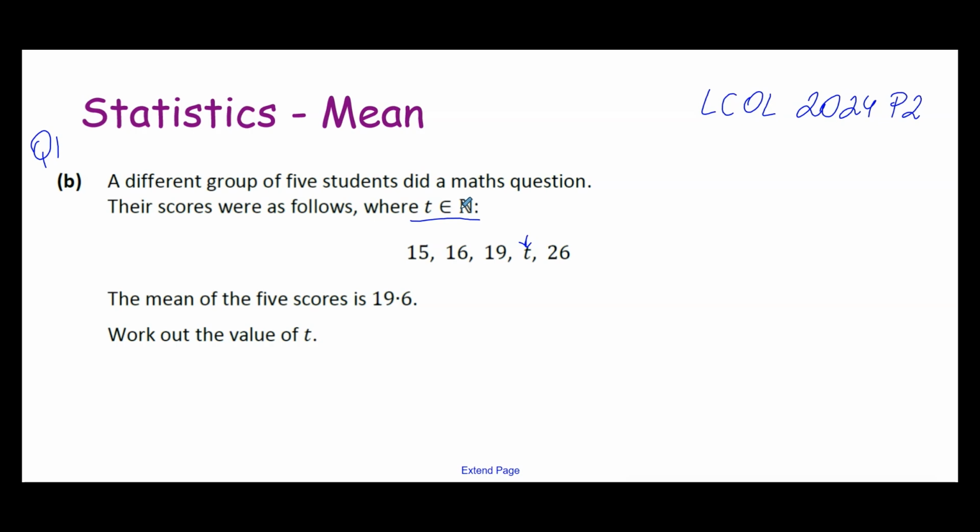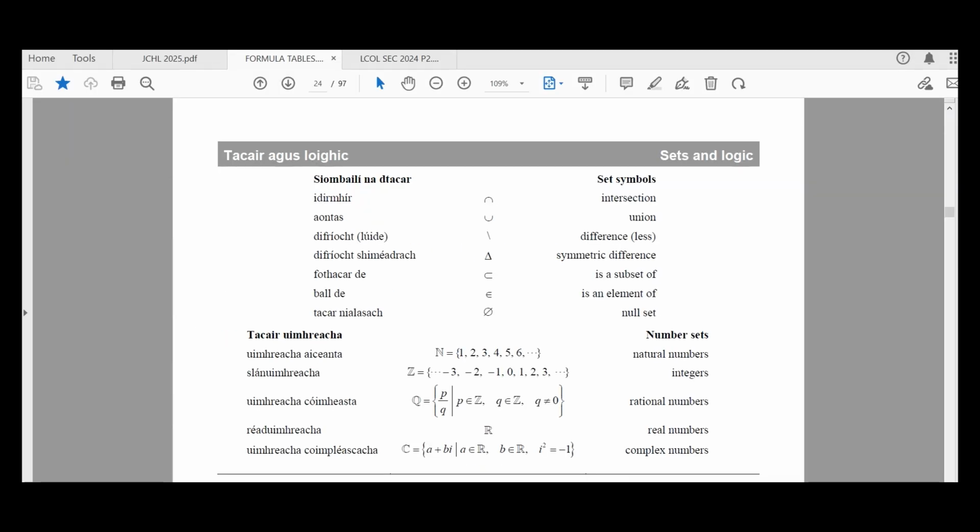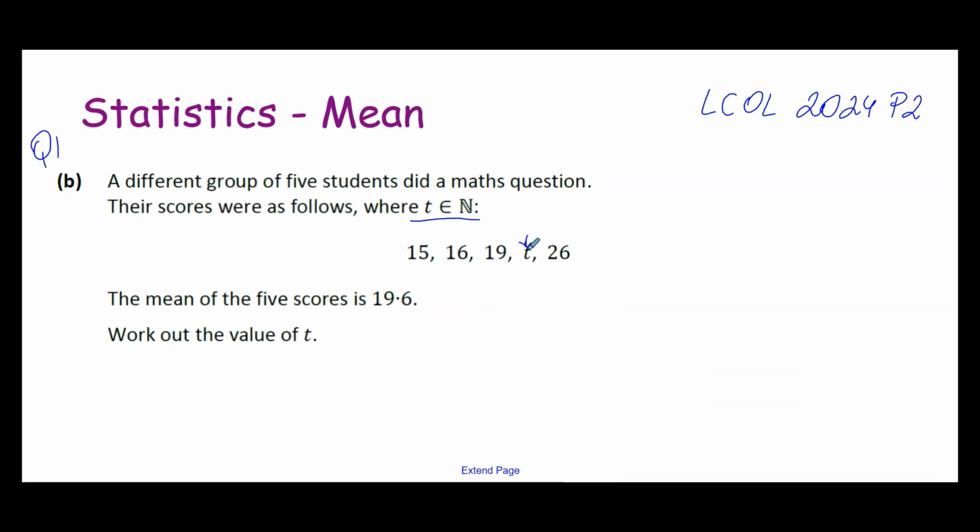And again, if we are not sure what N is about, we go to our maths table, page 23, and here we can see that N are the numbers 1, 2, 3, 4, so that means whole positive values. The mean of the 5 scores is 19.6. Therefore, work out the value of T.